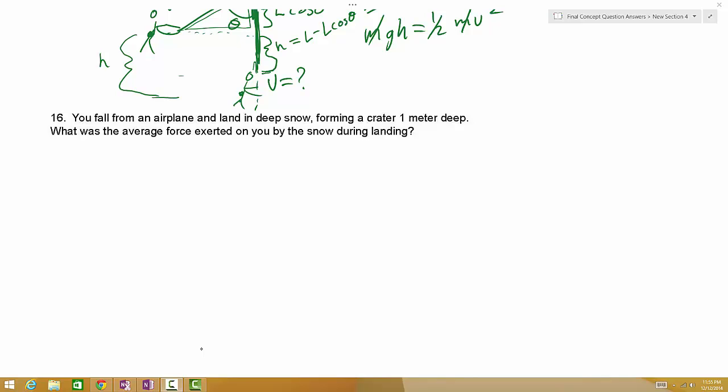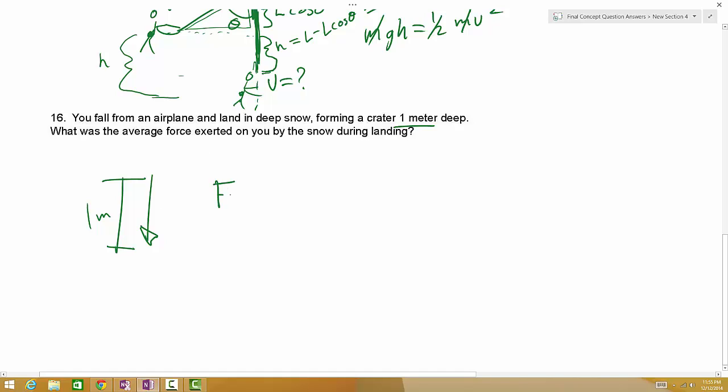16. You fall from an airplane and land in deep snow, forming a crater 1 meter deep. What is the average force exerted on you by the snow during the landing? Okay, so basically our picture here is you fall 1 meter. You're up here, you go down here. And so you want to know what the force is.